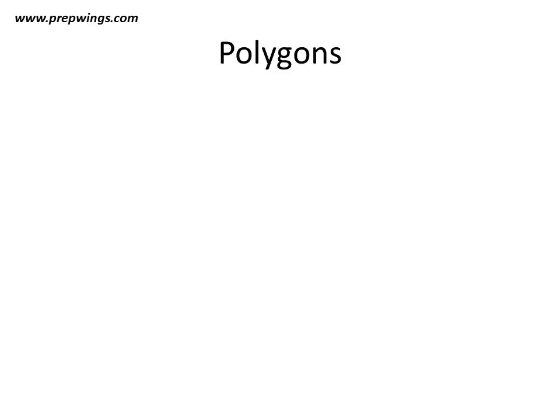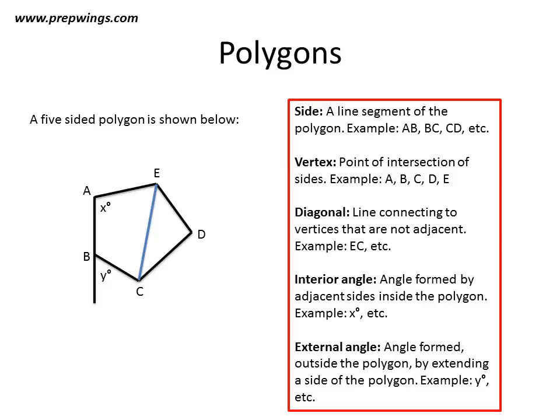Now over here we see a five-sided polygon. And we'll discuss the different elements related to the polygon. So a side of a polygon is a line segment of the polygon. For example, over here, in the five-sided polygon AB, BC, CD, DE and AE are the five sides of this polygon. A vertex is the point of intersection of sides. So in this polygon, A, B, C, D, E are the vertices of the polygon. A diagonal of a polygon is a line connecting the vertices that are not adjacent. So a diagonal EC is shown over here.